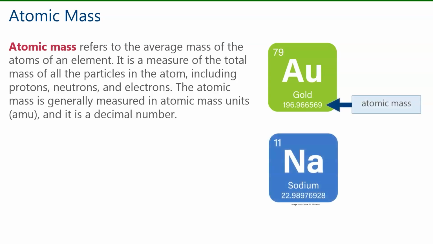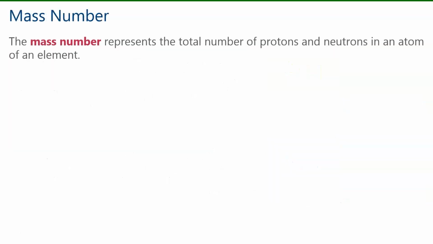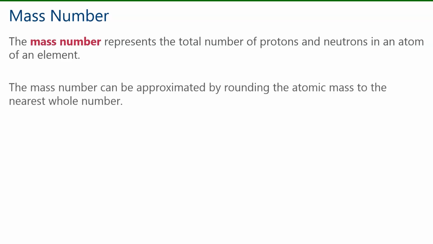For sodium, the atomic mass is 22.98976928, right underneath the word sodium. The atomic mass is mainly determined by the number of protons and neutrons in the atom's nucleus, because electrons have a negligible mass compared to the other subatomic particles. The mass number represents the total number of protons and neutrons in an atom of an element. The mass number can be approximated by rounding the atomic mass to the nearest whole number.